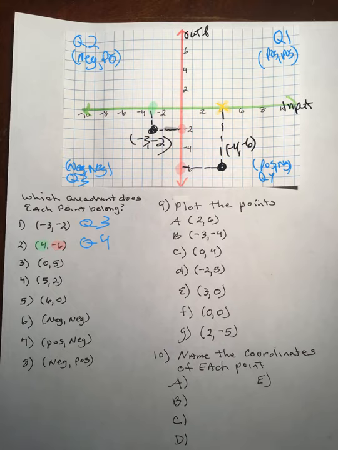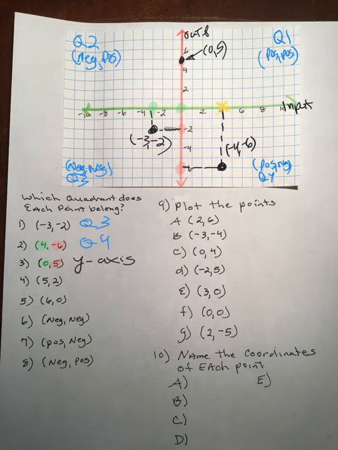0, 5. We want to find our input of 0 and our output of 5. So our input of 0 is right here, and our output of 5 is right here. So where those two meet is going to be right there. So there's the point 0, 5. So that would be not on a quadrant at all. That would be on the y-axis.